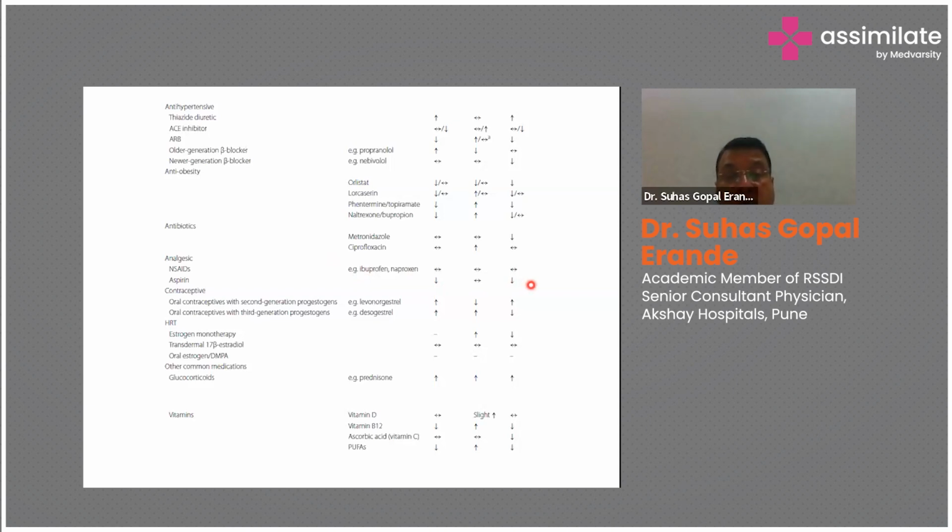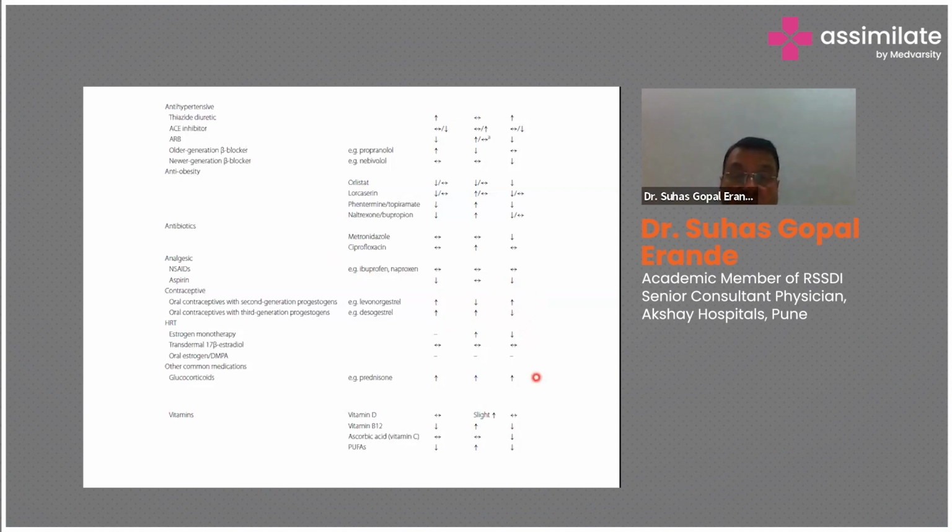Oral contraceptives, as you can appreciate for female patients, such as levonorgestrel and desogestrel, can certainly increase the levels of TG and also increase the level of LDL, but desogestrel can reduce the level of LDL. And then hormone replacement therapy: estrogen is circulatory friendly, so estrogen certainly reduces the LDL level.